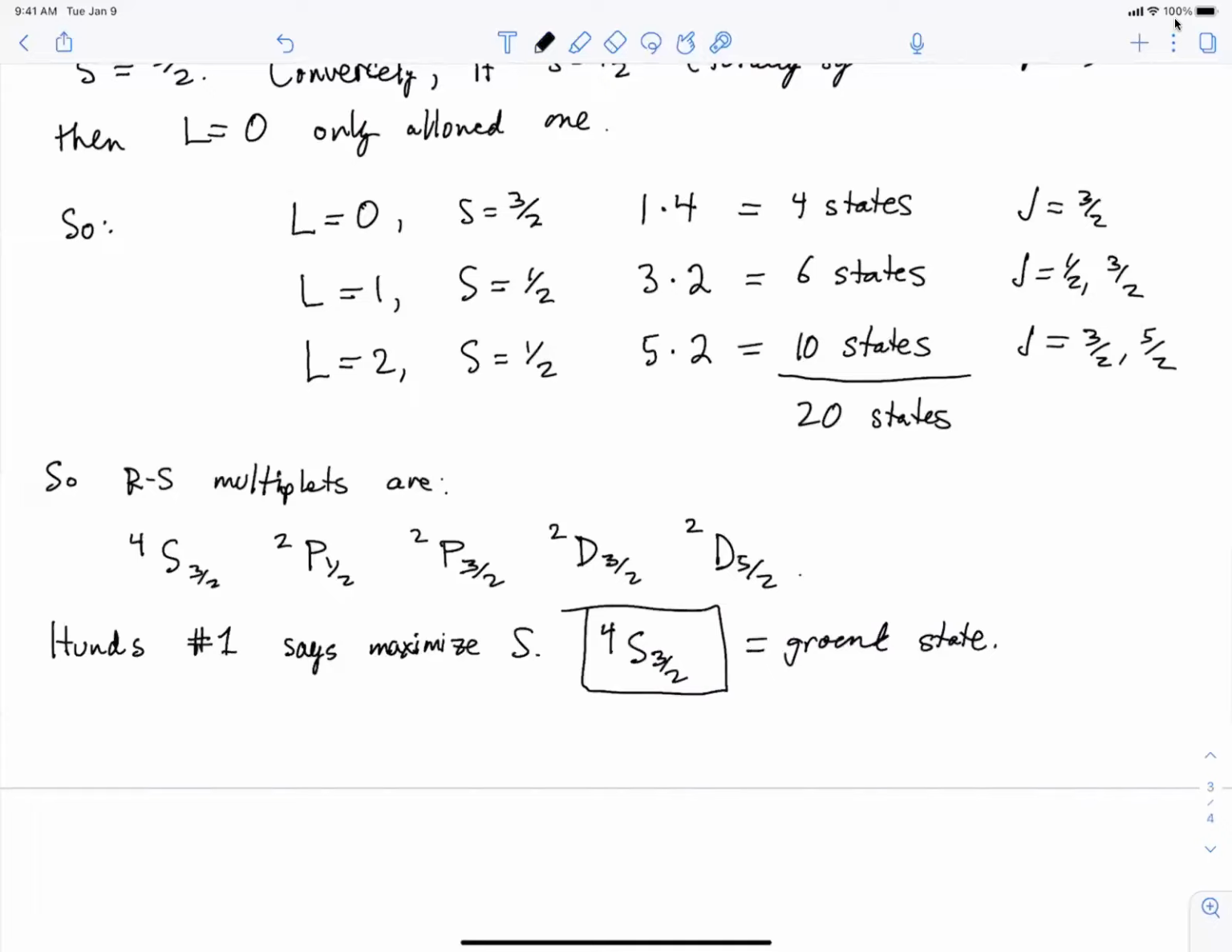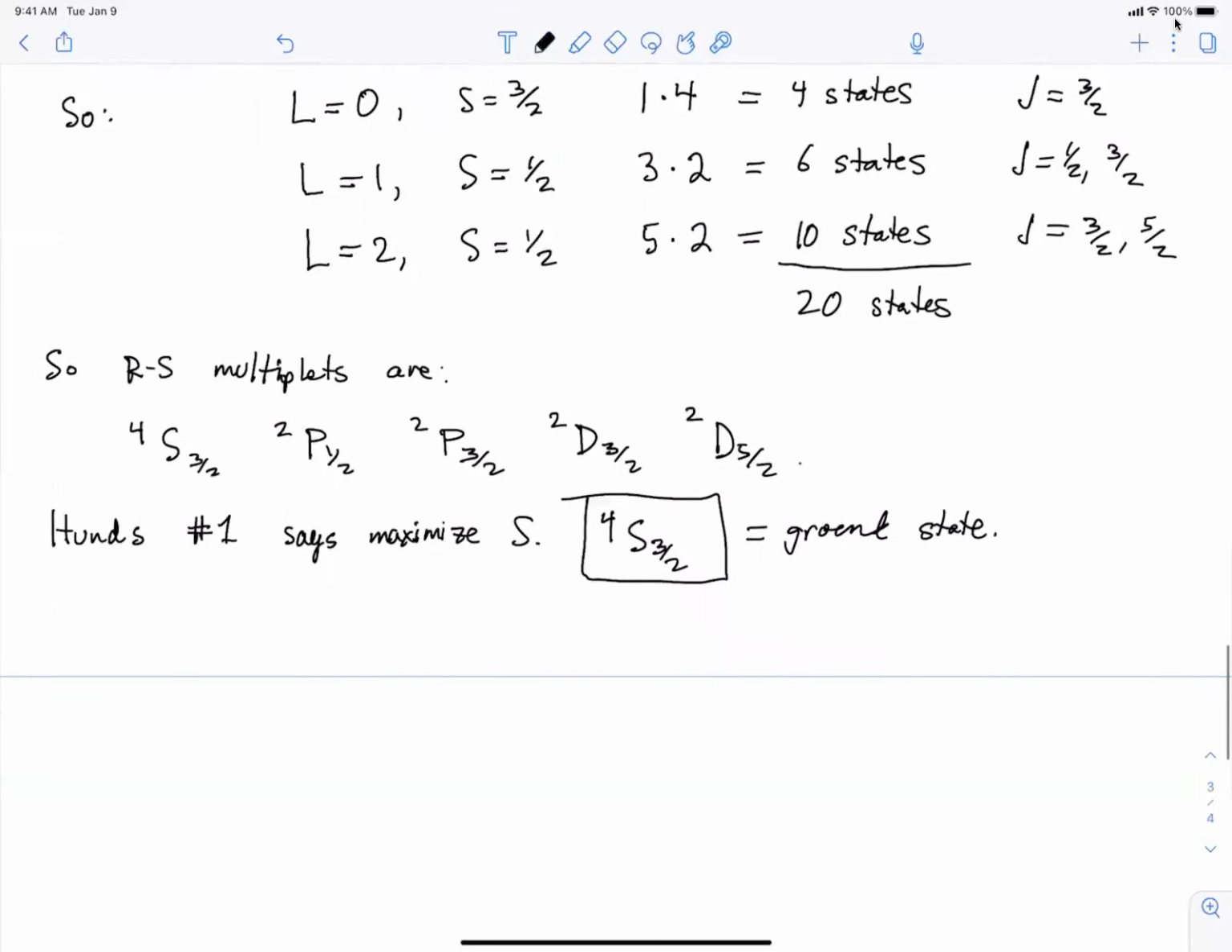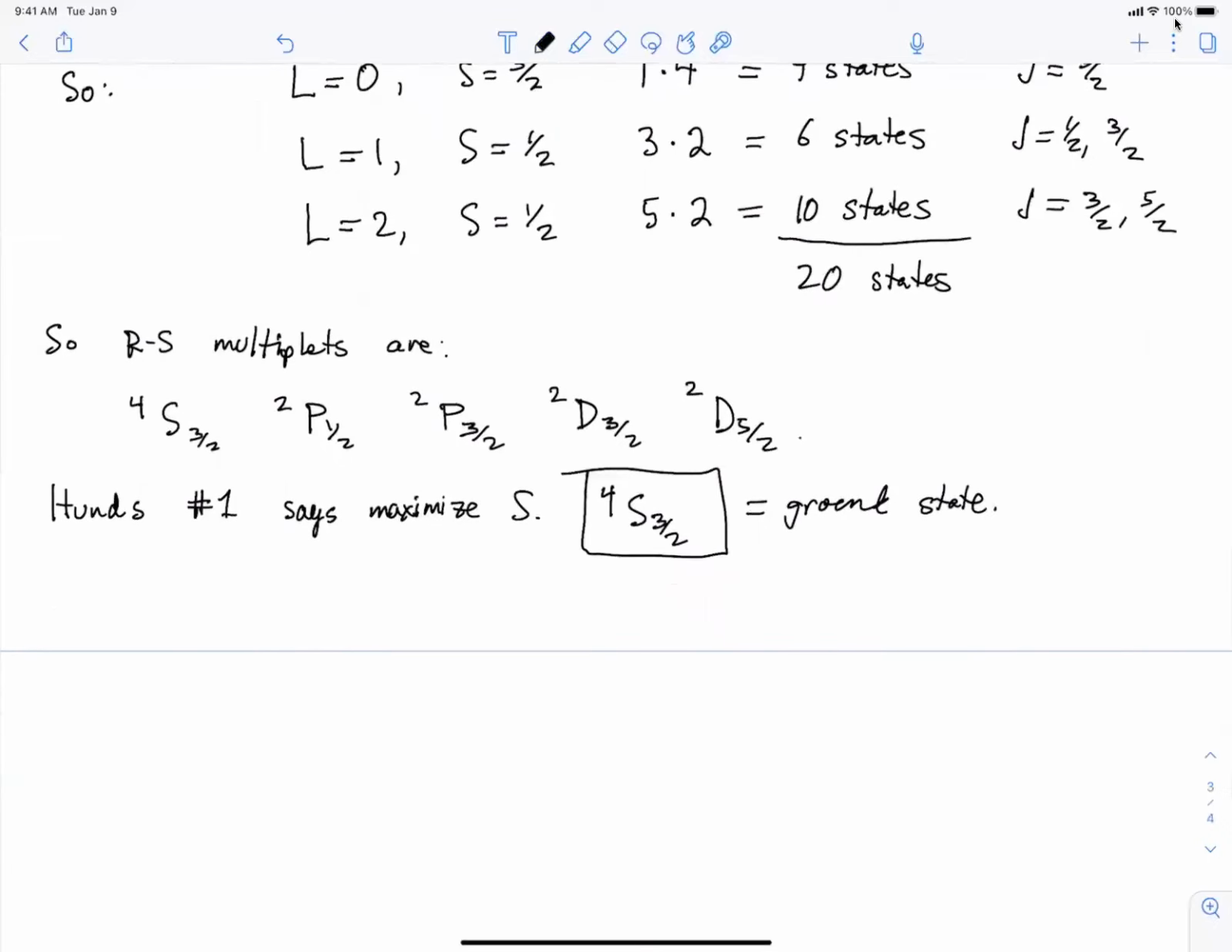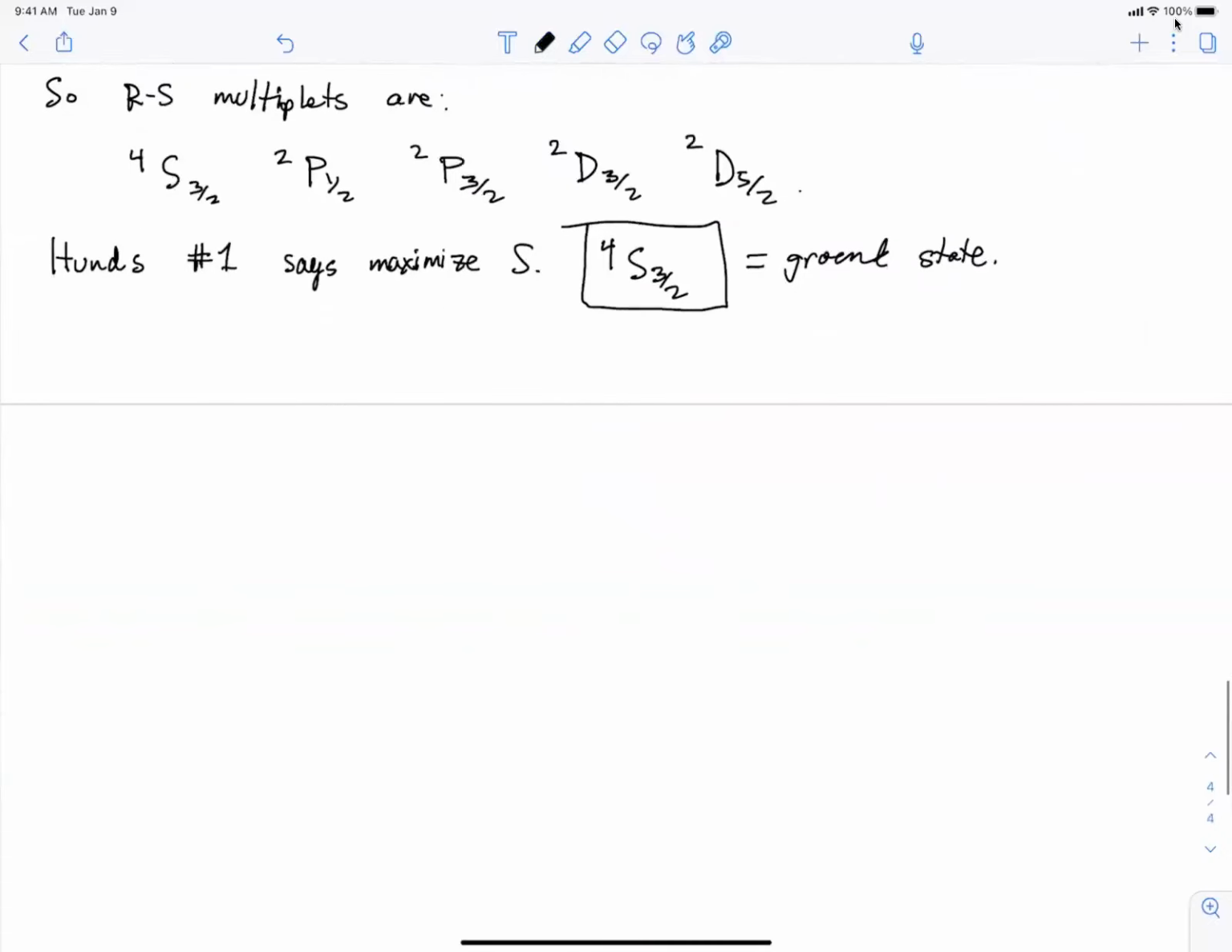Okay, so that was a fairly hard example to get right. Let's go on to the next one, which is oxygen, which at first sight is going to look even harder, but there's a trick to it that makes it easier. So oxygen has Z equals 8.